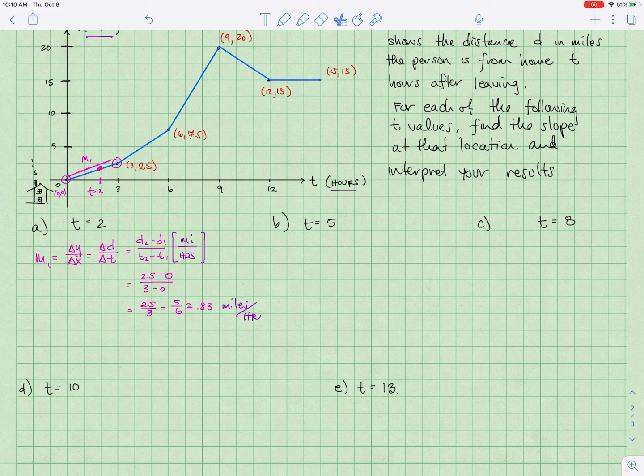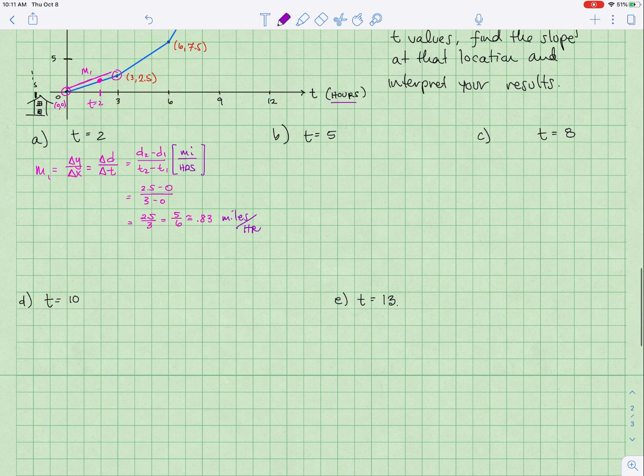And so we can interpret this as: 2 hours after leaving home, the person is walking at a rate of 0.83 miles per hour. Sometimes we say mph, when what we really mean is miles per hour, using this fraction notation. So let's try it again.